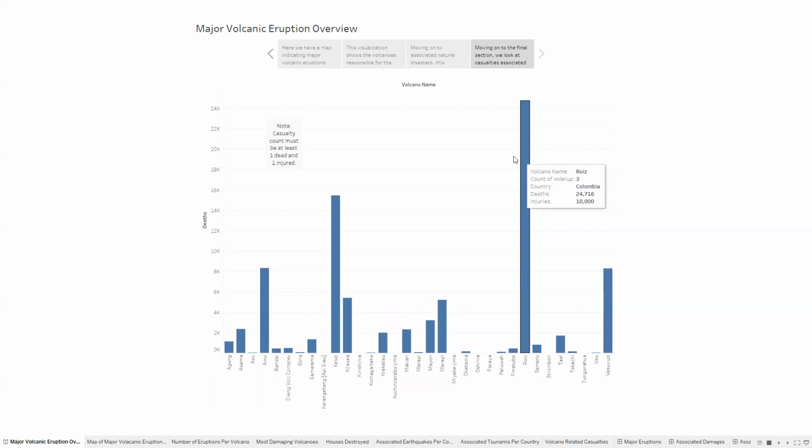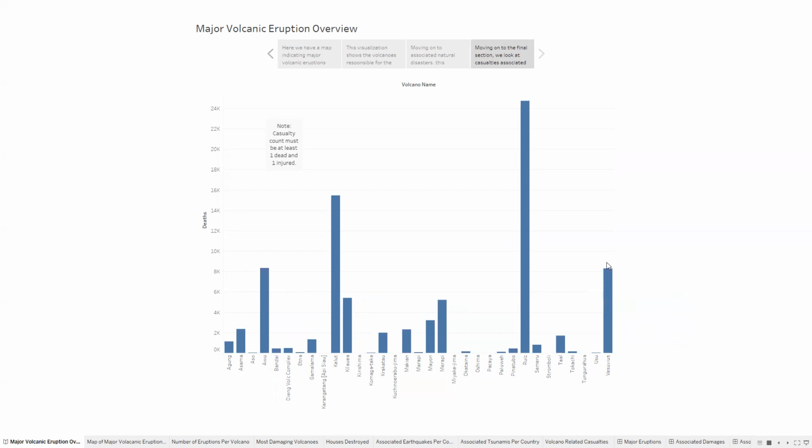And after that comes Kelut, which is in Indonesia, and the death toll is also very high, at 15,000 plus, but the injury count is very low, like 150. And after that, Vesuvius and Etna have a similar death toll, which is 8,000 plus, but one of them has a greater injury count compared to Vesuvius, which is like 1,000.